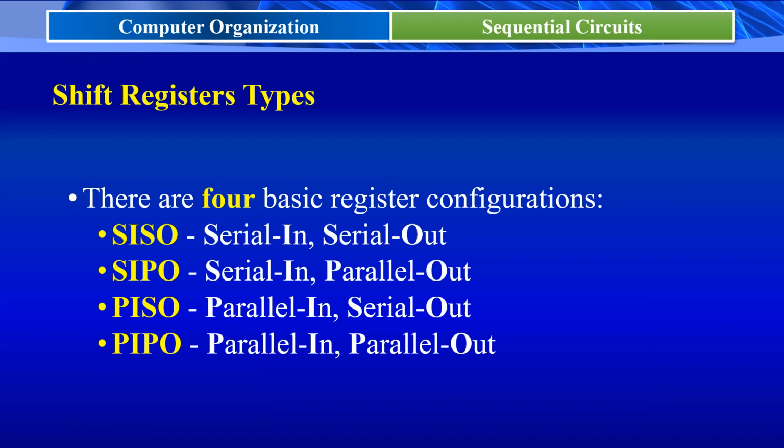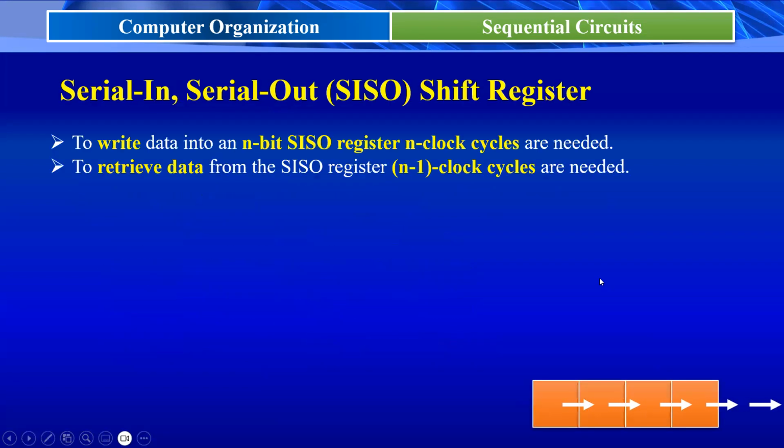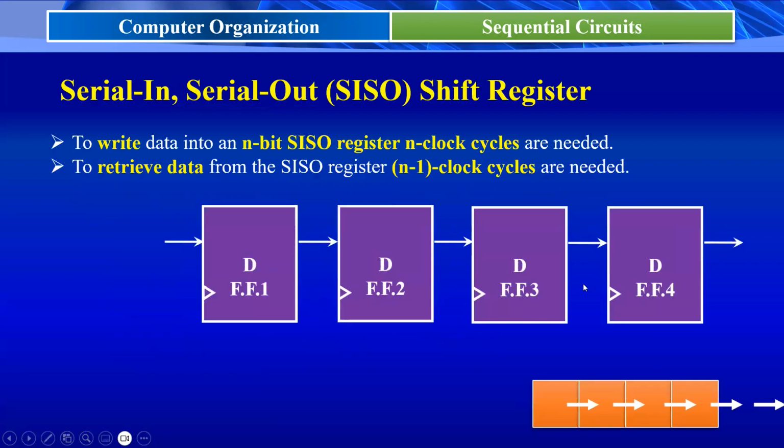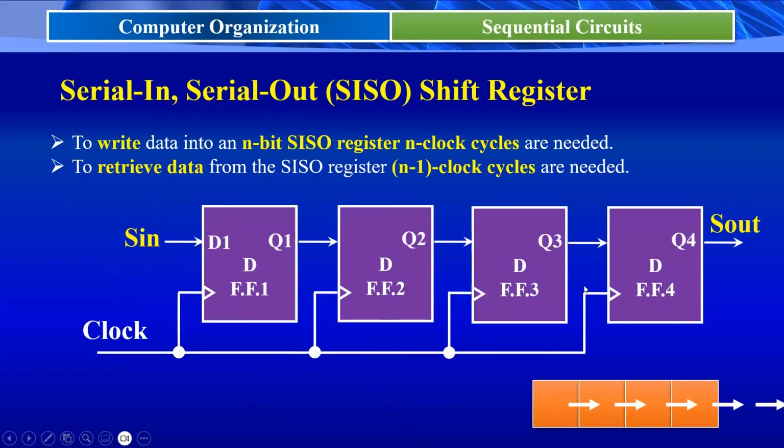That means, based on how the data is stored into the register as well as how we are retrieving the data from the register, we classify our shift registers into these 4 categories. Now we are going to discuss these shift registers one after the other. My first shift register is the serial in serial out shift register. In short, we call it the SISO shift register.